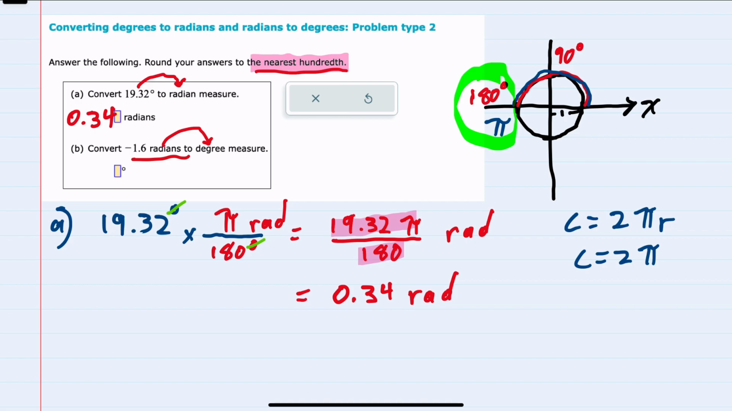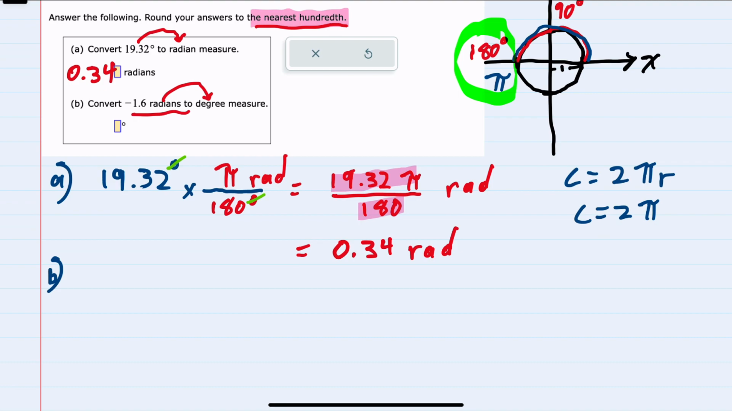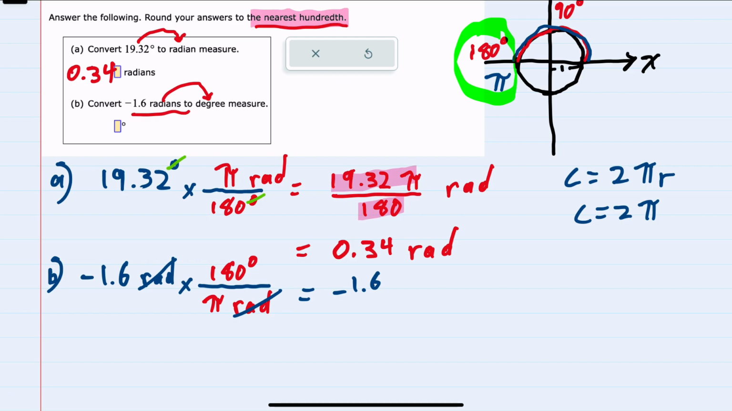For part B, we're going in the other direction. So for B, we're starting with negative 1.6 radians. We're converting to degrees, so we need to cancel the radians. I'll use this same conversion factor, but this time I'll put the radians in the denominator so that they'll be able to cancel, and the degrees in the numerator. This cancels the radians and gives us a numerator of negative 1.6 times 180 degrees divided by pi.